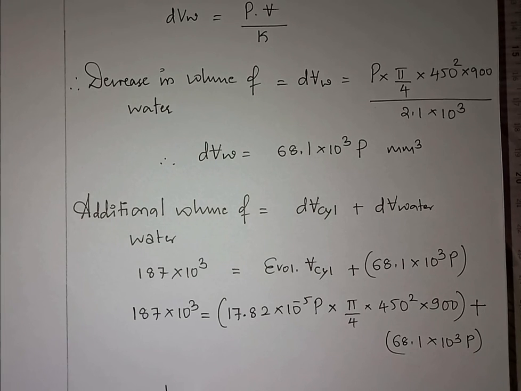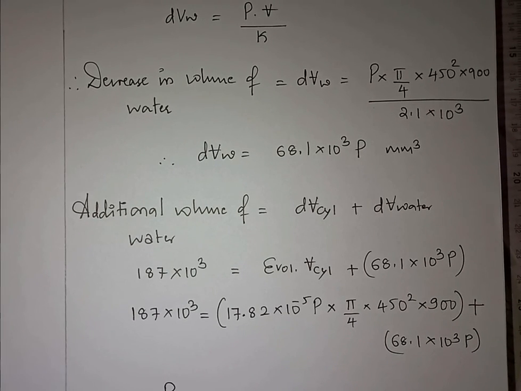So if you simplify everything and calculate the value of p, let me check what I'll be getting here. It is 17.82 into 10 raised to minus 5 into pi divided by 4 into 450 square into 900, plus 68.1 into 10 raised to 3. So I should divide 187 into 10 raised to 3 by this answer.